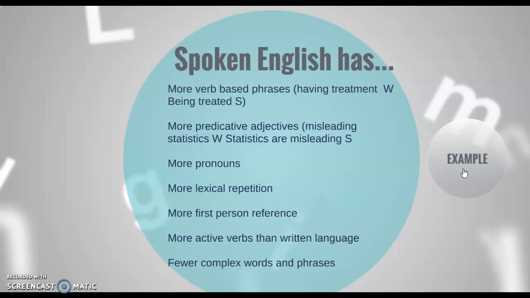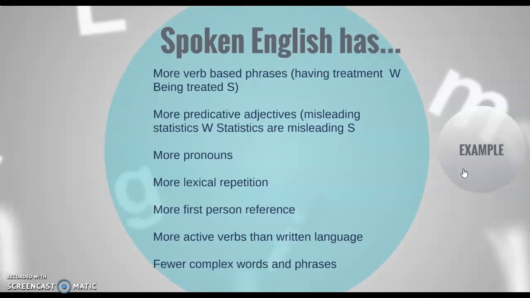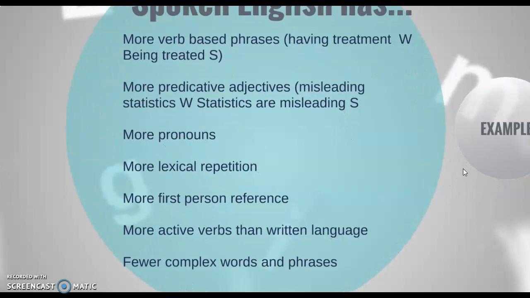So it has more predicative adjectives. That is to say, instead of saying "misleading statistics," you could say "statistics are misleading." Quite clear. You would use more pronouns, more lexical repetition in the sense of synonyms, more first-person reference. For example, I consider, I think, we. Yes? I if you only work alone. We if you work with a team, of course.